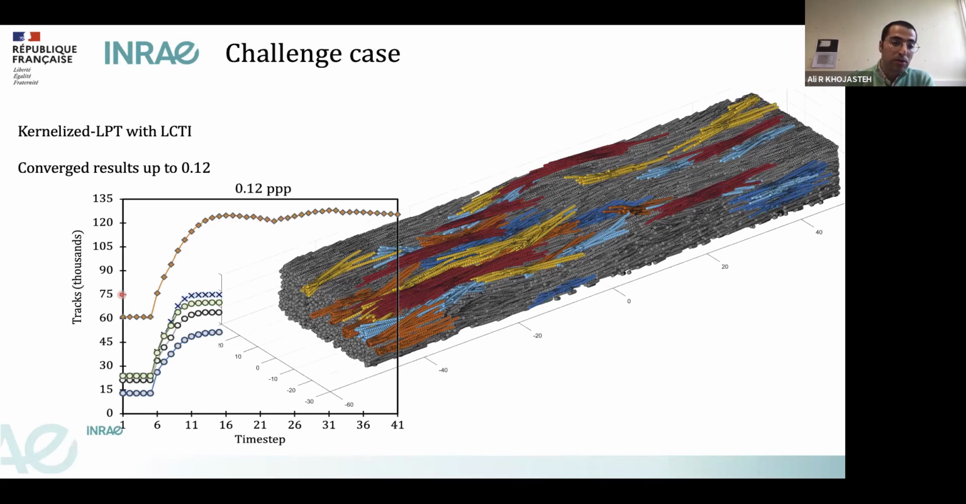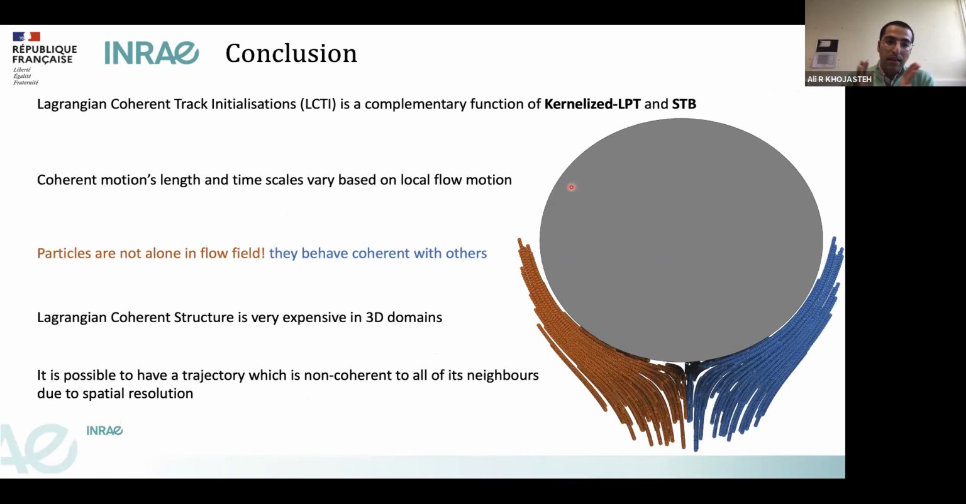So this is the importance of the number of initializations: you need to have good initialization. I know Shake the Box is quite robust, but you need good initialization in some complex motions to finally get convergence. And here is just a visualization of the same density, to show some coherent motions in the challenge case.